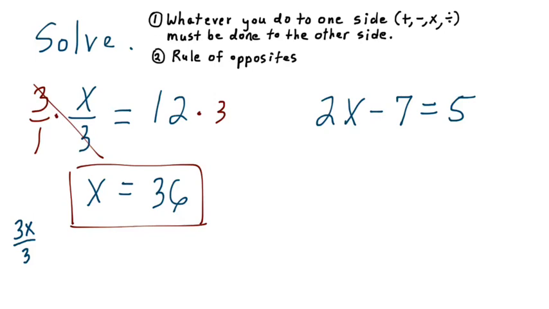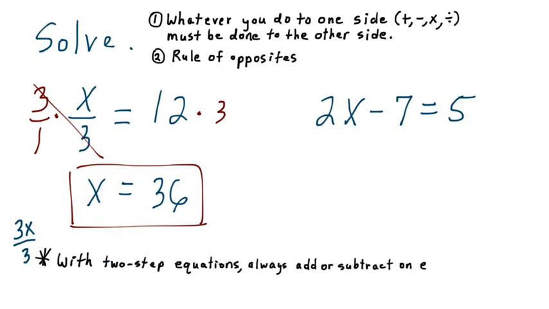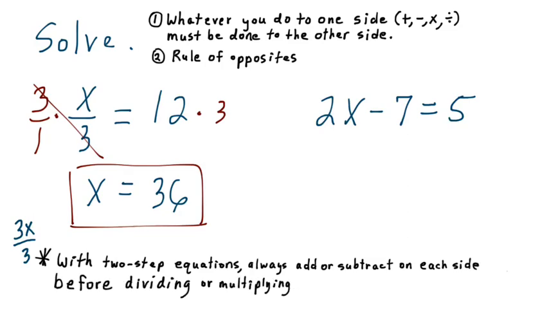On the second problem here, we called this a two-step equation because notice if you're trying to get x by itself, you're going to have to get rid of that 2 by dividing, and you're going to have to get rid of the minus 7 by adding 7. So what we discussed last time is you want to add or subtract first when you're solving two-step equations. So let me make that comment down at the bottom here. Always want to add or subtract first on each side before dividing or multiplying on each side.